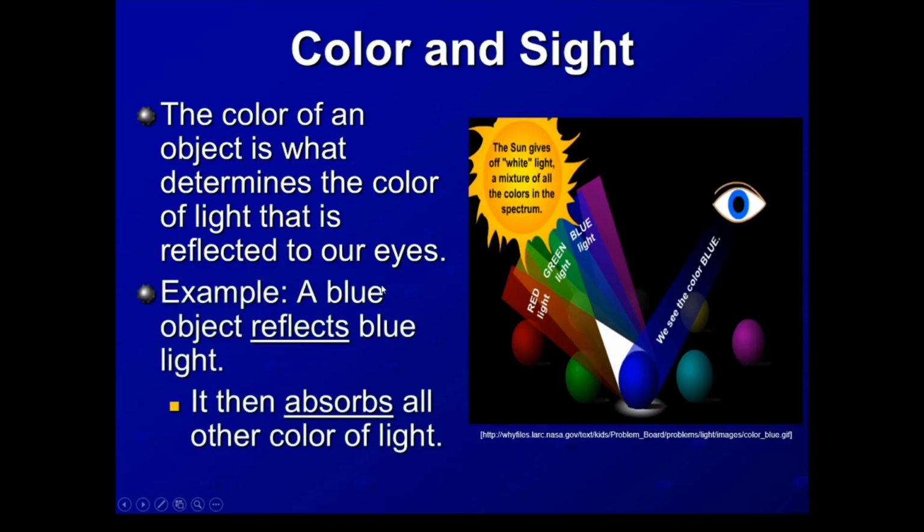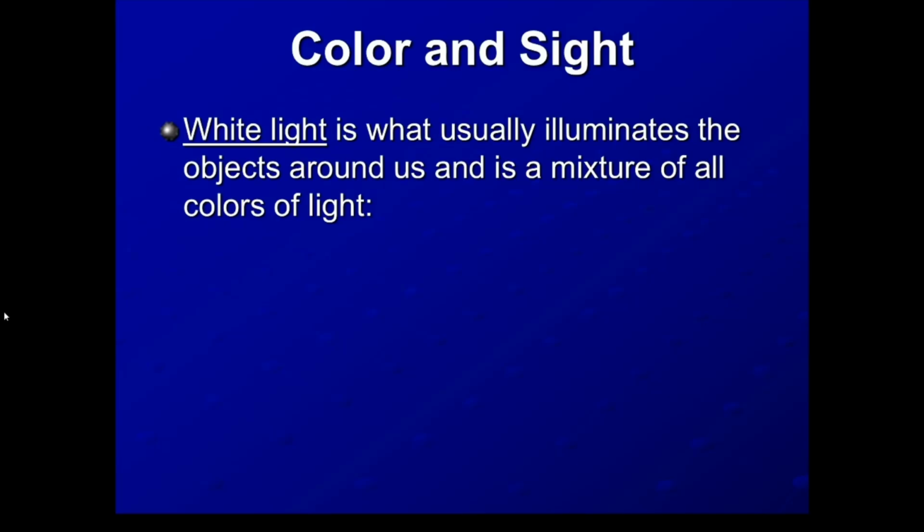object. All right, so example, if someone was wearing a blue shirt, the only reason why we can see that someone's wearing a blue shirt is because the shirt is reflecting blue light. It therefore is absorbing every single other color of light. So it's absorbing red and green and yellow and everything like that, but it's only reflecting blue light. And we know that's possible because we know that white light is what usually illuminates the objects around us, and it is a mixture of all the other colors of light.